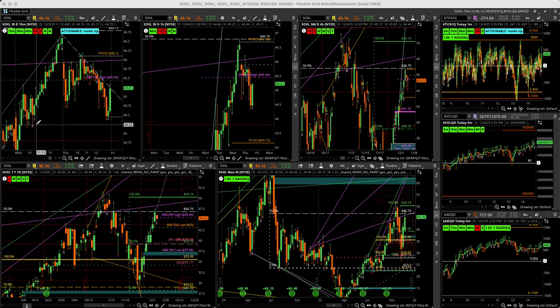If you look on the 15-minute, the low that we're referencing when we make the next low is over here, right down here. So when we made this low here and push back up, that's technically a higher low on the 15-minute chart.